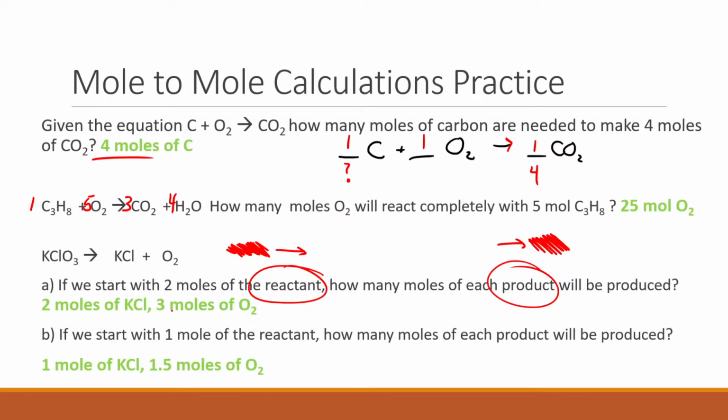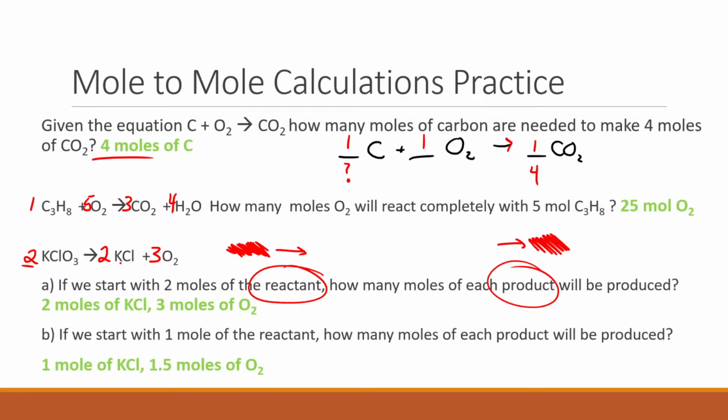Now, coming back down here to our third problem, right? Reactant, everything on the left, product, everything on the right. When I balance this equation, I get 2, 2, 3. So then they're saying if I start with 2 moles of the reactant, which is exactly what they give us to start with, how many moles of each product will be produced? 2 and 3. That's just taking the exact balanced equation.